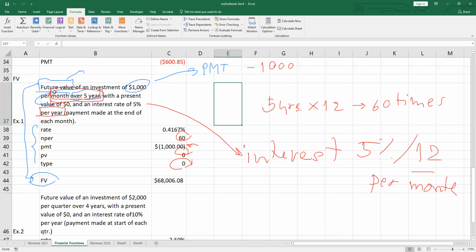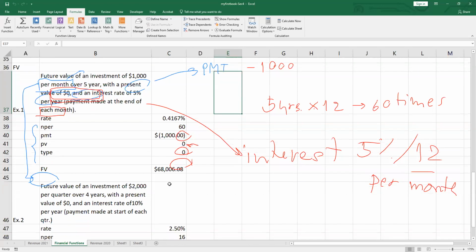So if the problem doesn't say when you have to pay, you may assume that you pay at the end of the month, except if they say that, for example, at the beginning of the month Mr. A always saves his money. Then the time must be one instead. It depends on what the problem specifies. Okay, and after that we just calculate.